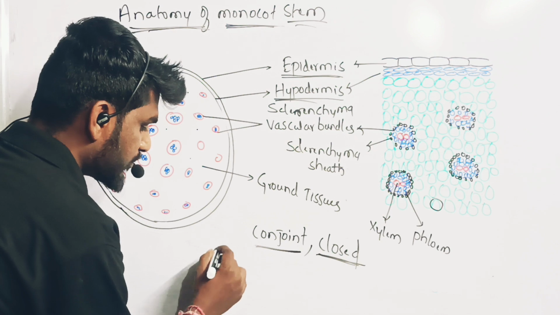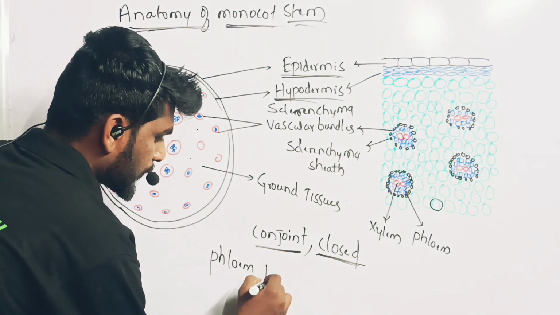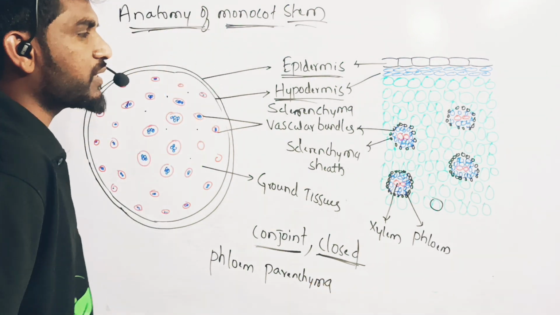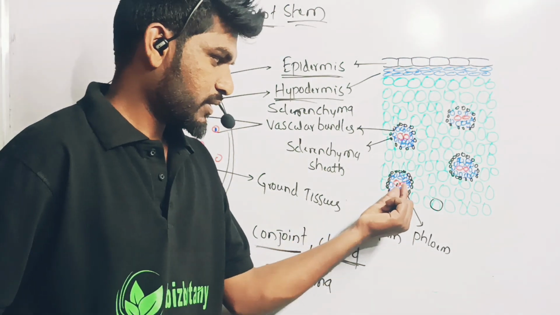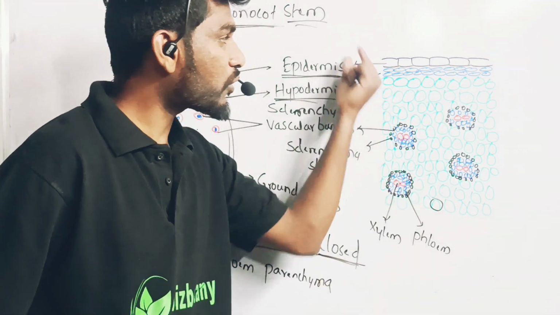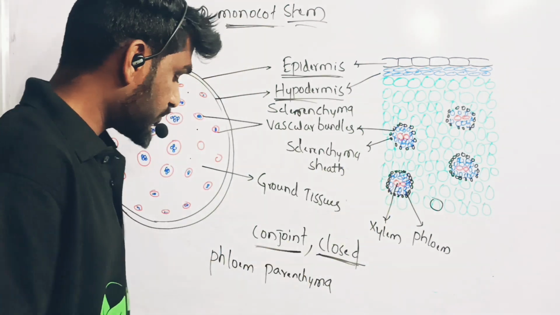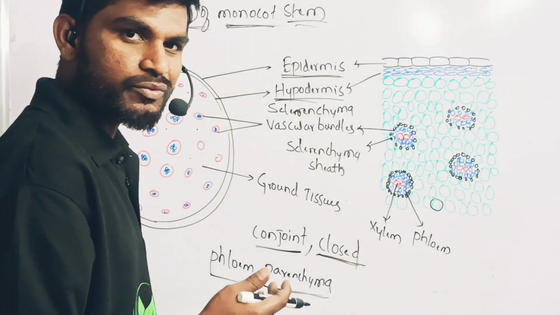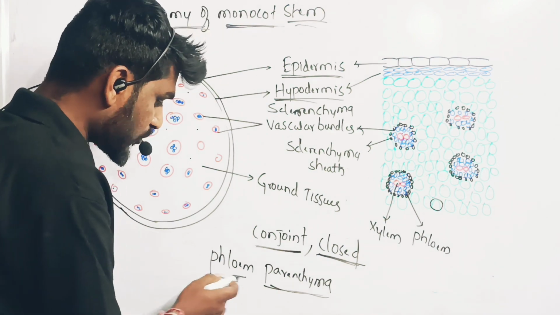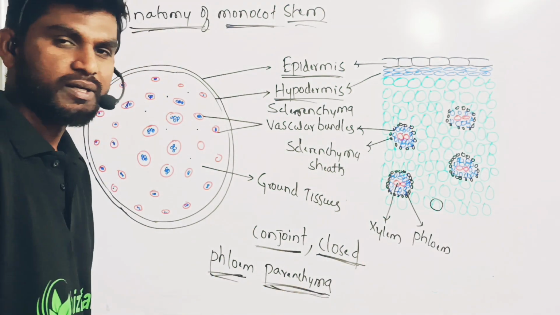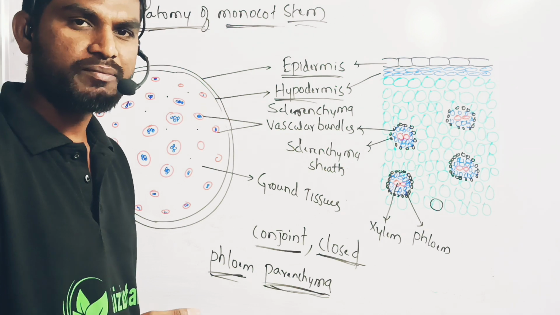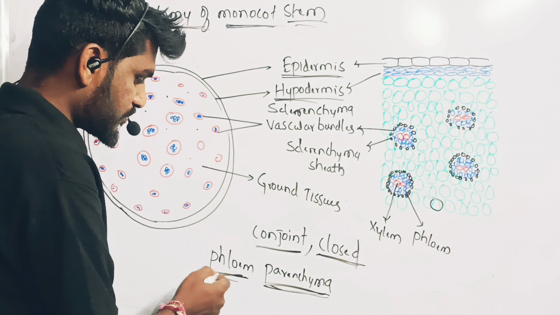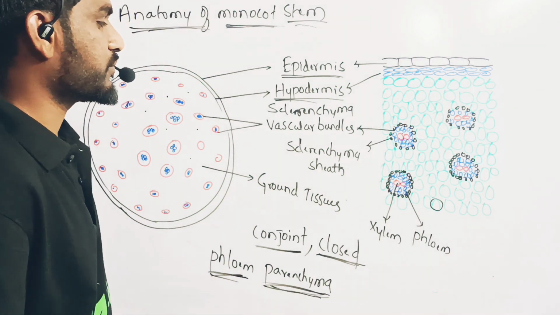Here phloem parenchyma cells will be absent in the monocot stem. In this phloem of the monocot stem, phloem parenchyma will be absent. There are 4 components present in the phloem, like phloem parenchyma and phloem fibers. These are all the components of the phloem. In that, phloem parenchyma is absent.